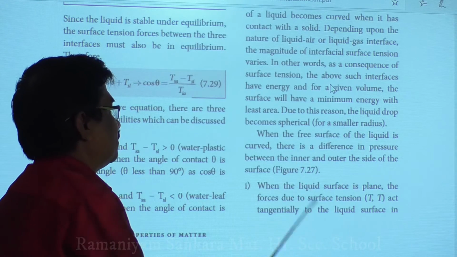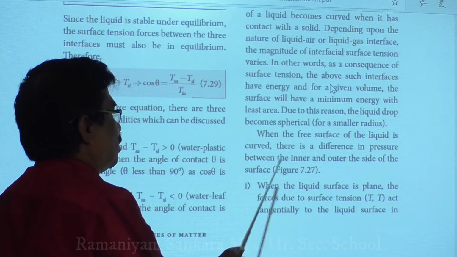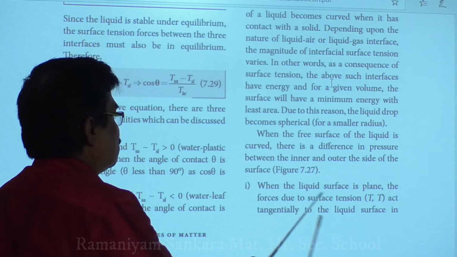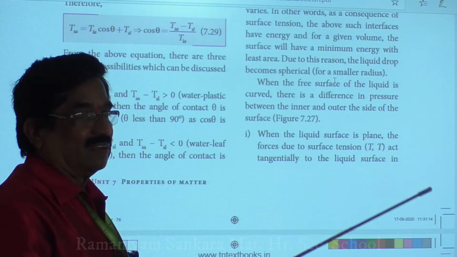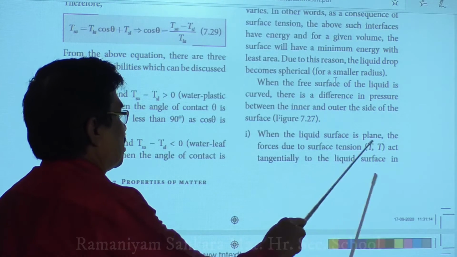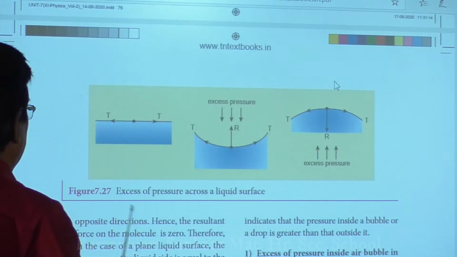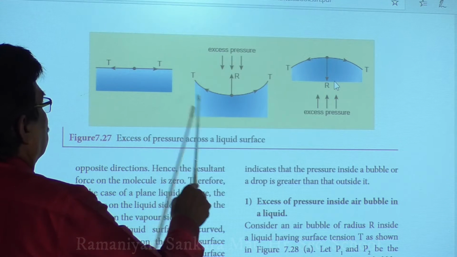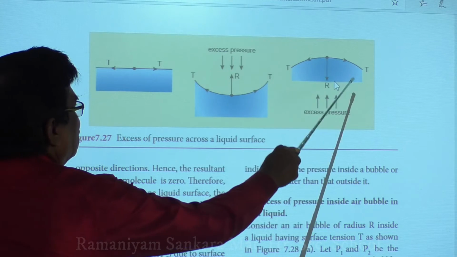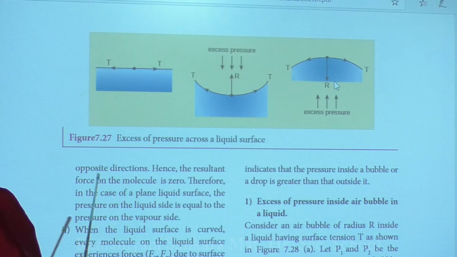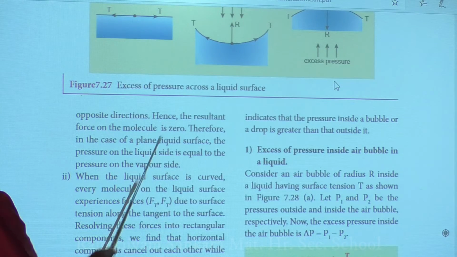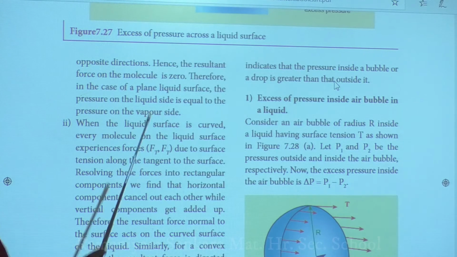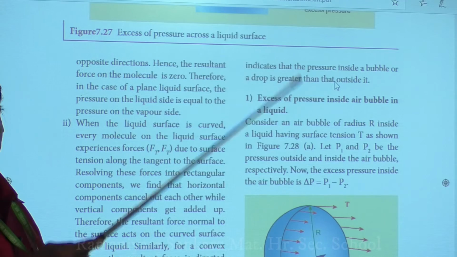So, for a smaller radius, when the free surface of the liquid is curved, there is a difference in pressure between the inner and outer side of the surface. Those are two layers. When the liquid surface is plane, meaning flat, the forces due to surface tension act tangential to the liquid surface in opposite directions. See the diagram. This is convex upward, this is the upper meniscus, this is the lower meniscus. Opposite direction, hence the resultant force on the molecule is zero. Therefore, in the case of a plane liquid surface, the pressure on the liquid side is equal to the pressure on the vapor side. Vapor means above, air.